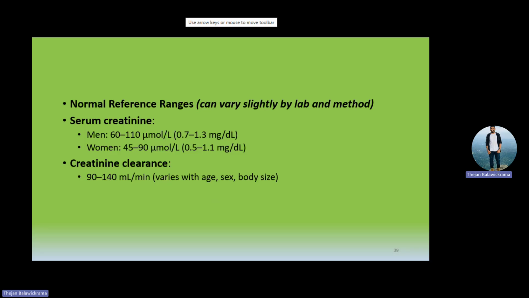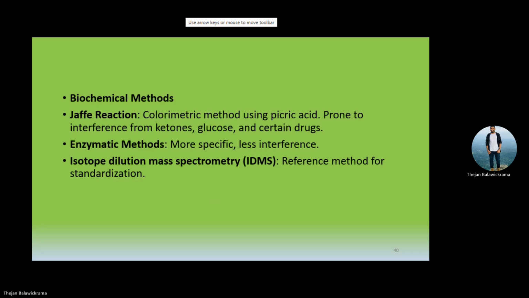Anyway, depending on the body size, these ranges are going to be different. Right. So how do we do this? We can use several methods. Jaffe reaction. That is again the colorimetric method. We are using, as a reagent, picric acid. Right? Okay, so what is happening?